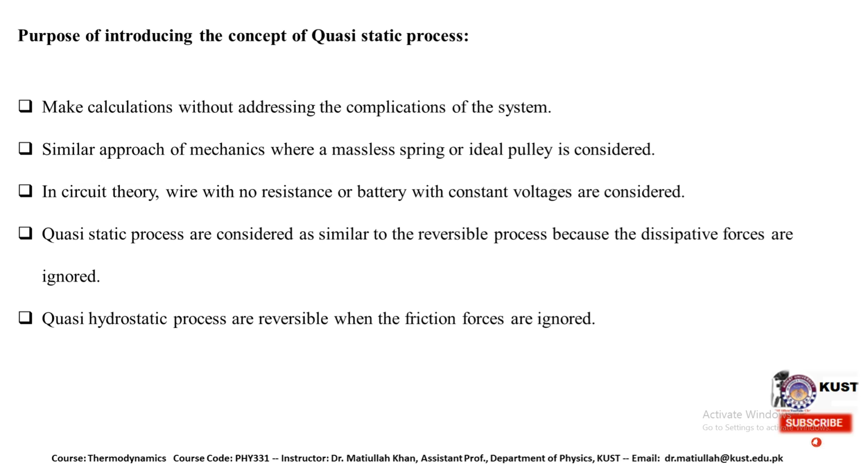Or similarly, we consider an ideal pulley, because there is always friction between the pulley and the lever. That is an example from mechanics. Similarly, in circuit theory, we sometimes assume there is no resistance in a conductor, or a battery having a constant voltage. That is not actually possible in reality, but we assume it for the simplicity of that particular system. So quasi-static processes are considered similar to reversible processes because the dissipative forces are ignored.